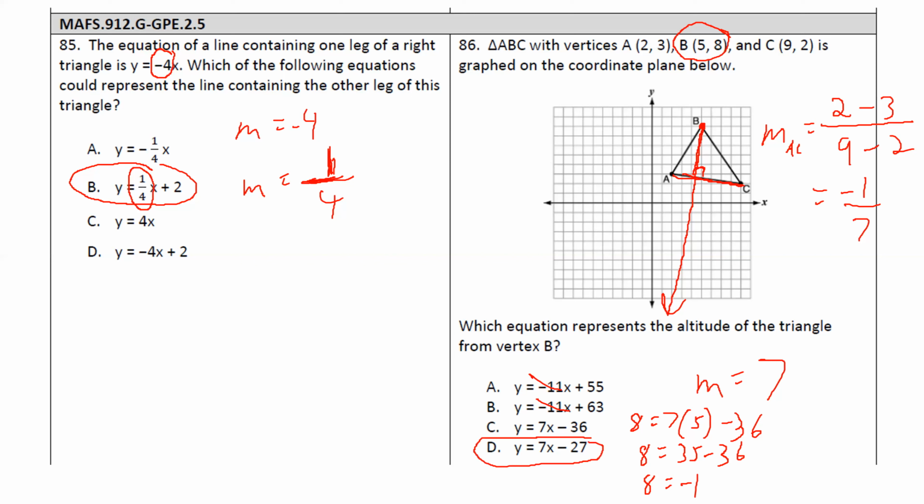But if we want to double check and make sure, do the same thing. Plug it into that equation. 8 equals 7 times 5 minus 27. This time we have 35 minus 27, and 35 minus 27 is 8. So D is the correct answer.